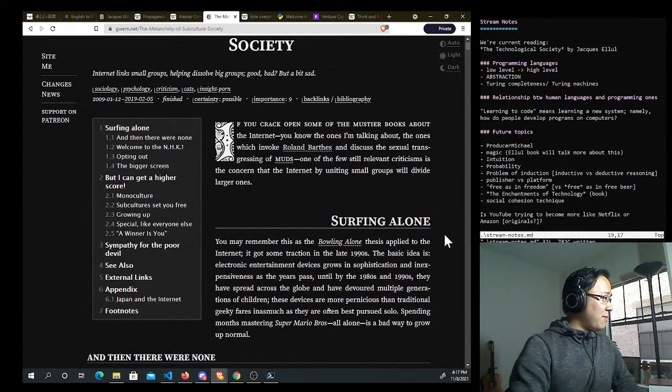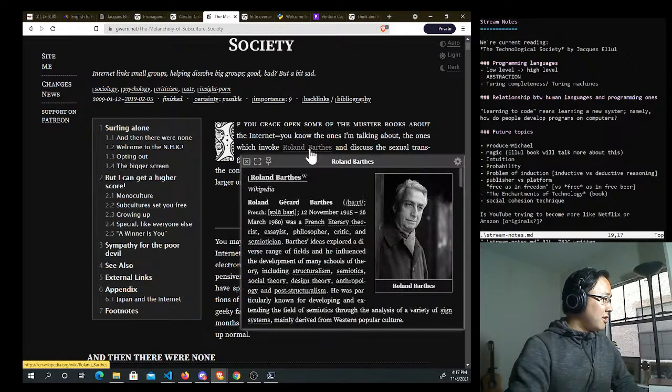If you crack open some of the mustier books about the internet, you know the ones I'm talking about, the ones which invoke Roland Barthes. Who is Roland Gérard Barthes? A French literary theorist, essayist, philosopher, critic, and semiotician. Semiotics is studying symbols and meanings. Barthes' ideas explored a diverse range of fields, and he influenced the development of many schools of theory, including structuralism, semiotics, social theory, design, anthropology, and post-structuralism.